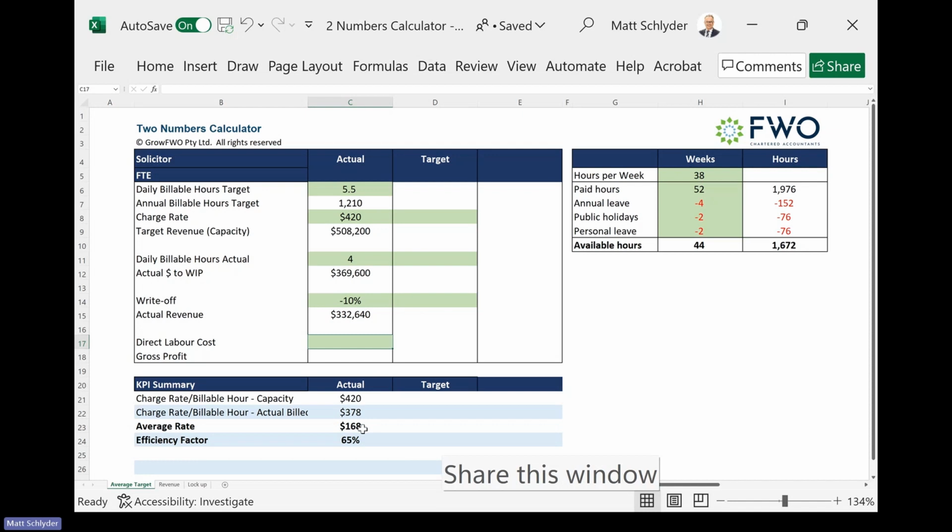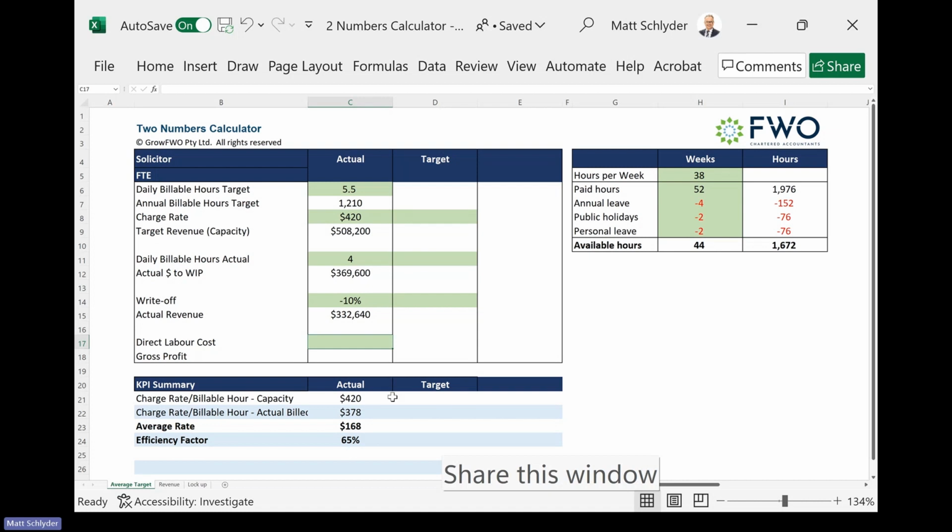But the real average rate is only $168 an hour. So with that being $168 an hour, that takes into account all of the leave that they are paid, all of the time that they are paid, whether or not they're working on a client file. It includes all of that time, as well as the time that they are spending working on clients. So this formula is calculated by looking at the amount of the revenue and dividing it by the number of paid hours, 1,976. So if you've got a part-time person and they work 4 days a week instead of five, then their baseline paid hours is then 80% of 1,976.